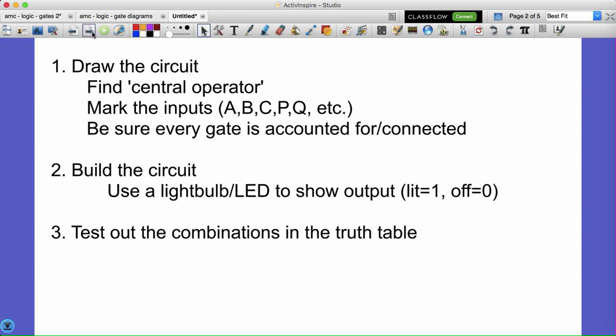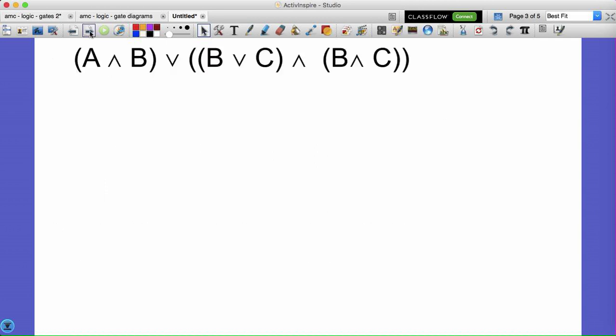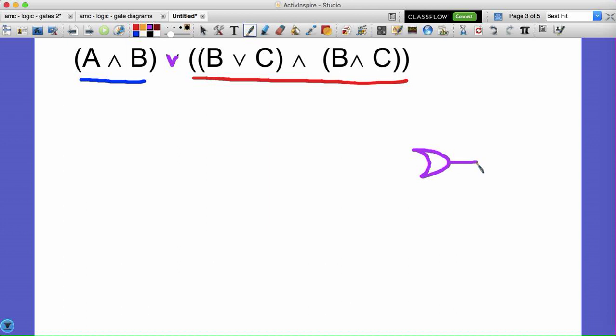So let's look at that statement again and see if we can draw the circuit. I encourage you to follow along with me on your paper. If you look carefully with the parentheses, you basically have two halves. You have this half, and then you have this half. And they're bridged together with this OR symbol. So starting with that, I'm going to put my OR symbol here. That's going to feed my output.